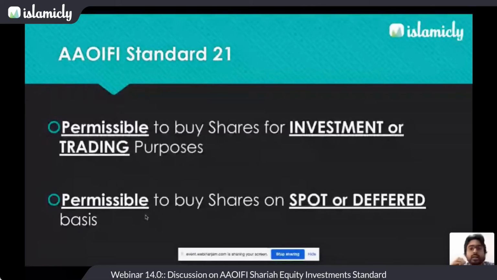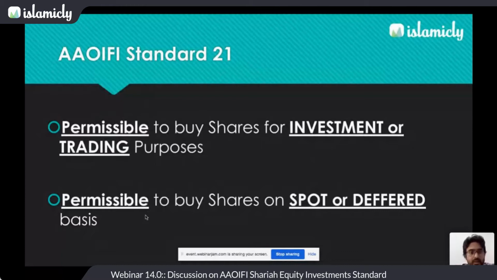What the AAOIFI Sharia board meant by mentioning this item, that it is permissible to buy shares on spot or deferred basis, is this: deferred basis means at the time of IPO, you may be asked to pay 30% of the price, then 20% of the price, then the balance 50% of the price. It's permissible. When you buy shares from a secondary market, if you have a deferred payment schedule to settle within, let's say, T+1 or T+2, the payment part I'm talking about, then also it is permissible. It is as simple as that. So you buy the stock, and the payment for this can be deferred if your seller agrees to it as well. That is also permissible.